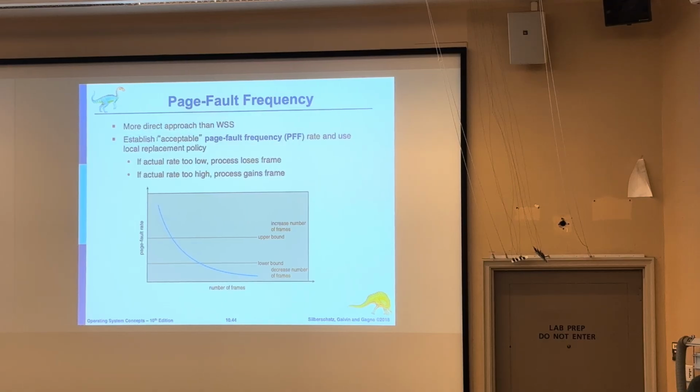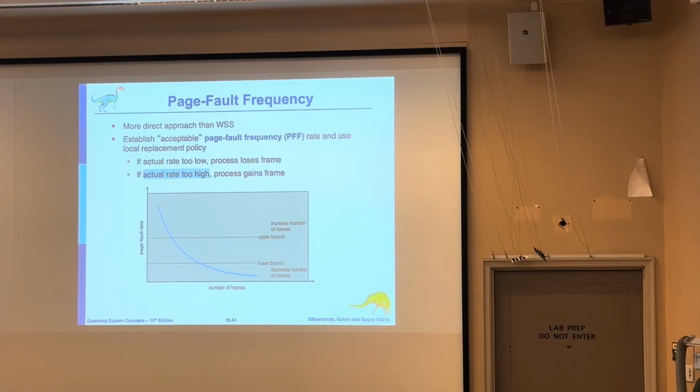But you need to establish an acceptable page fault frequency and use a local replacement policy. If the rate is too low, then the process loses frames. If the rate is very high, then the process gains frames. What does this mean? If your process is doing a lot of page faults, it's probably thrashing and you want to give it more memory.